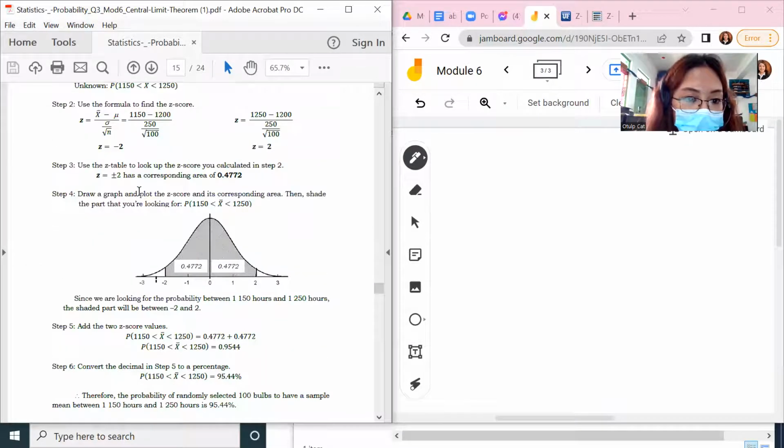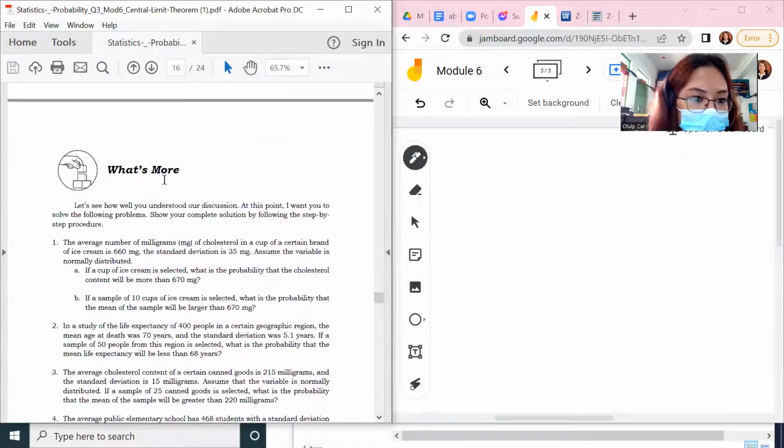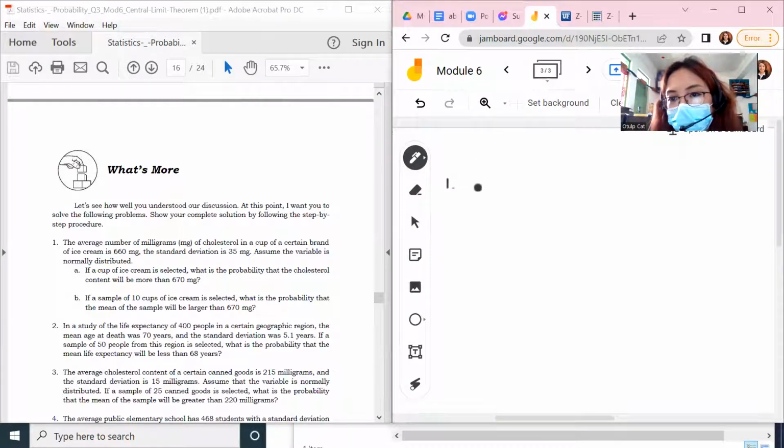Now let's try to answer the first question. We're going to cross-check this with the final answers at the back of the module, okay? We're going to answer 1A and B.